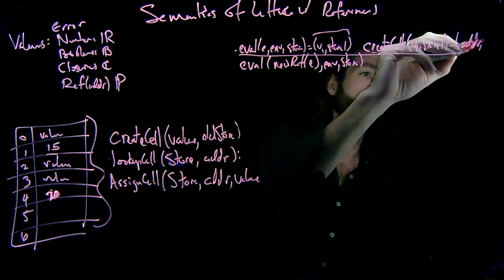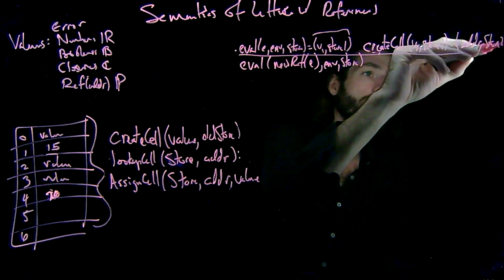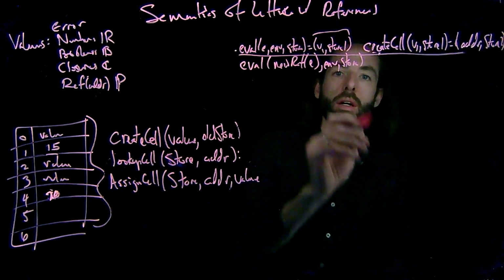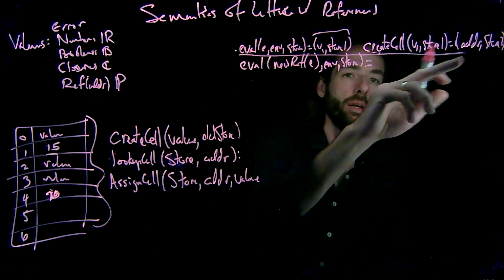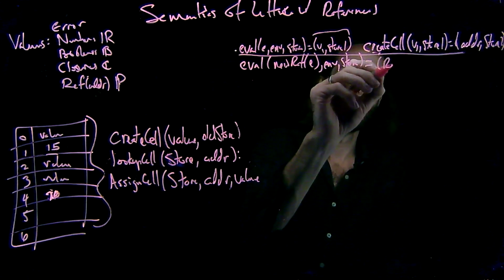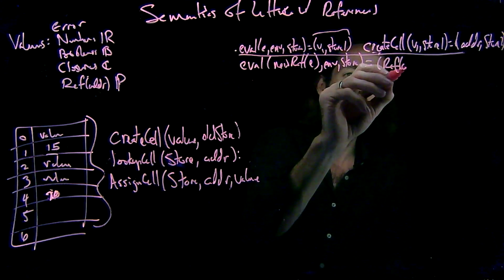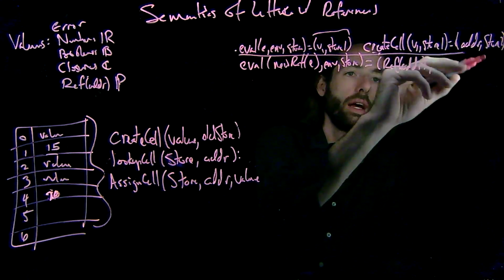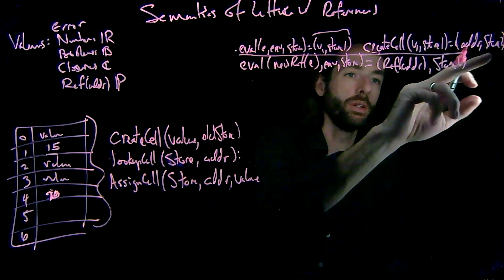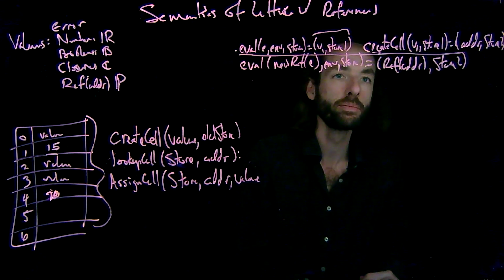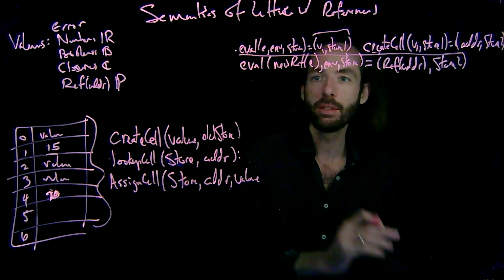We'll do it this way, address with store2. And then what is my final eval going to be? Well, I want it to return a reference to this address and store2. Obviously, we've updated store, so store2 is very important here.